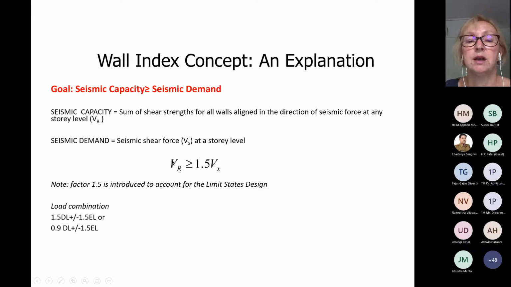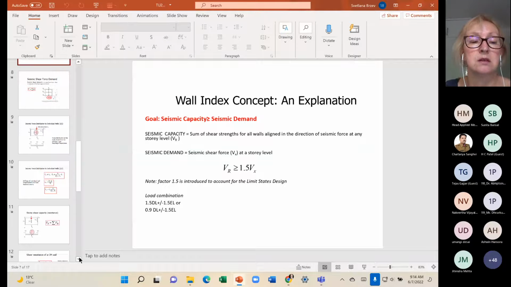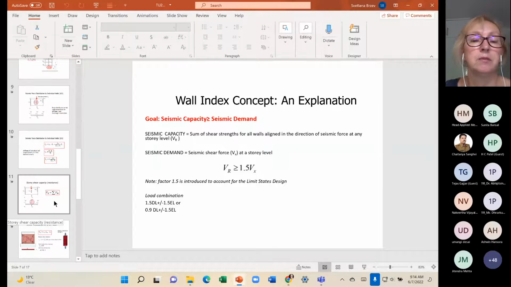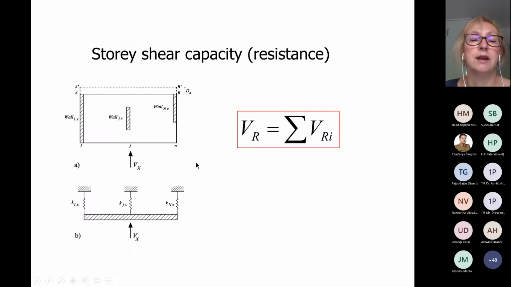On the left-hand side, we are now looking into VR, which is the shear resistance of the wall at that same level. So the resistance of all walls in one direction is equal to the sum of the resistances of each individual wall in that direction. Now the question is, how do we find the resistance of one individual wall, say with a specific length of 5 meters and a thickness of 23 centimeters or whatever?